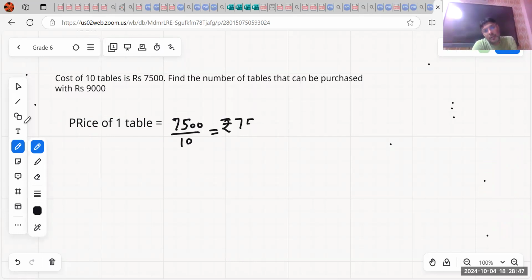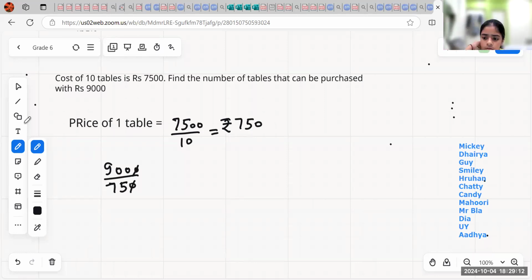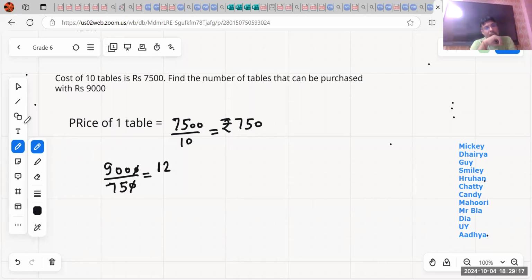Good evening, Adil. Now then what will we do? Then divide 9,000 by 750. What will be the dividend? 9,000. 9,000 divided by 750. So if there is no remainder, we can simplify. If there is a remainder, we cannot simplify. When you simplify, you will get 12. All right. Yes, sir. 12 tables.